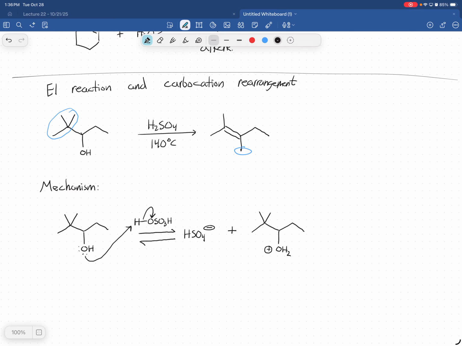So we're going to show that the water is going to leave, okay? And then we're going to get a water molecule coming off here. And then we're going to draw the carbocation.